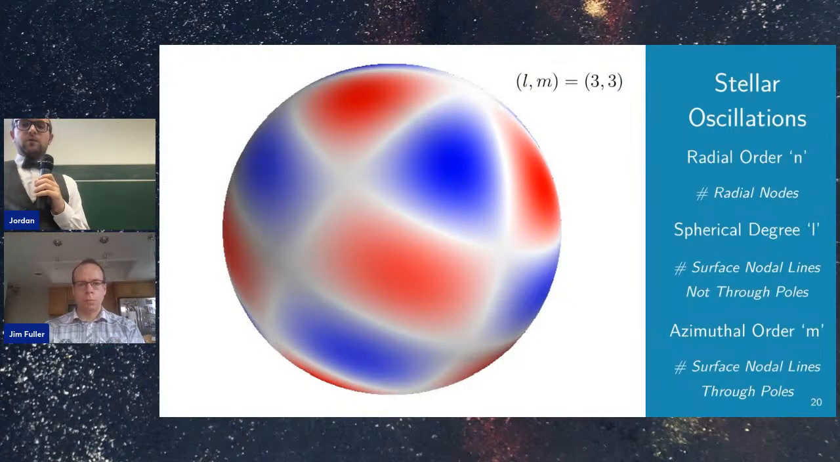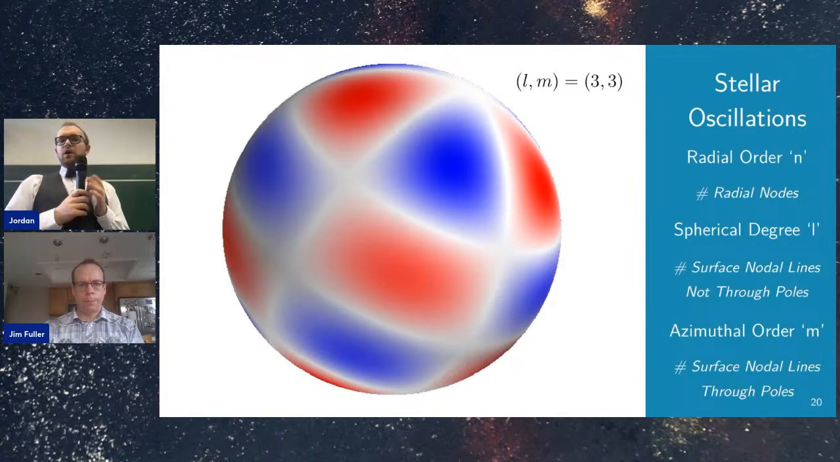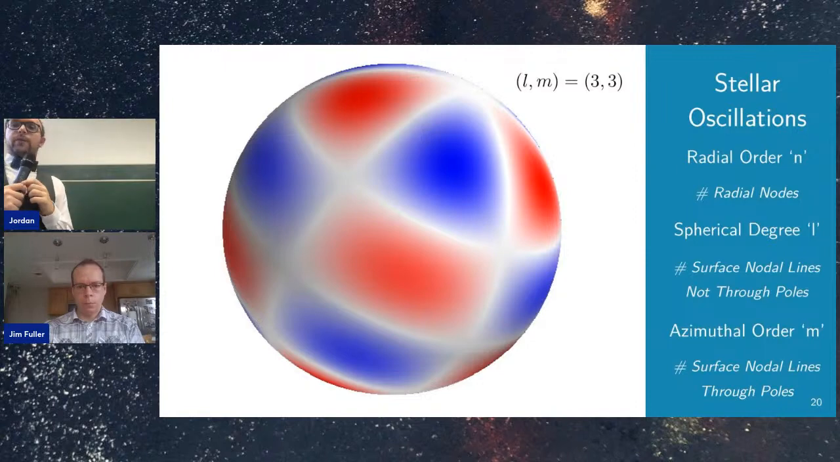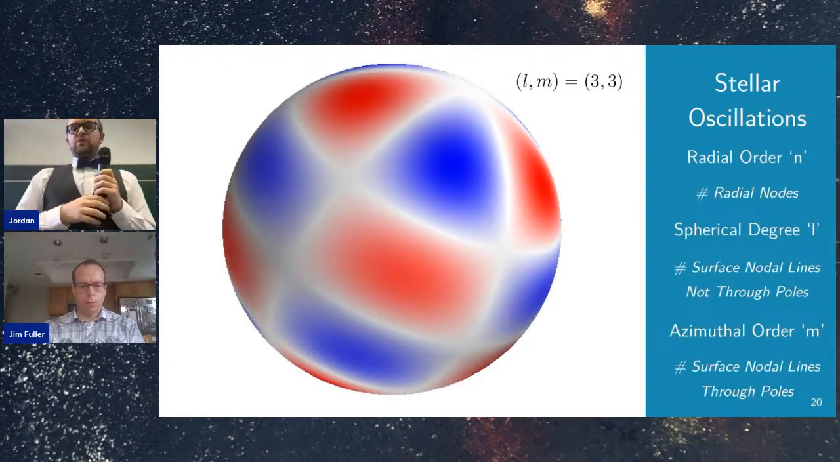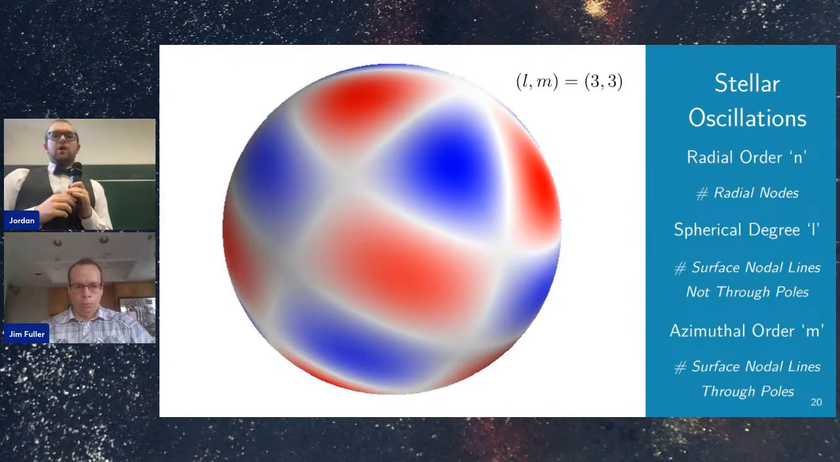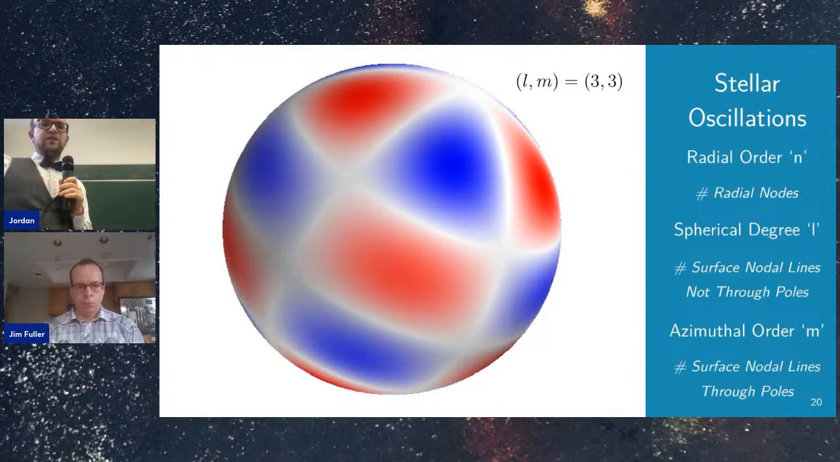Again, astronomers like to put things in boxes. So we also like to put stellar oscillations in boxes. Specifically, we characterize stellar oscillations in terms of quantum numbers. There are 3 quantum numbers that are of importance. We have the spherical degree L, which is the number of white lines you can see on this picture that do not go through the poles. If you count with me, there are 3 of these white lines.